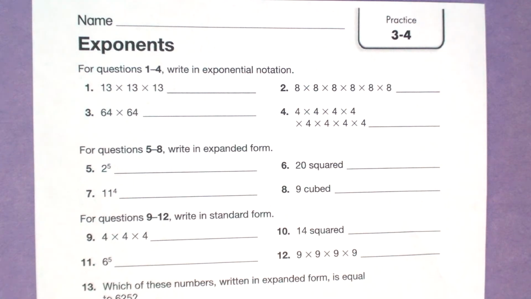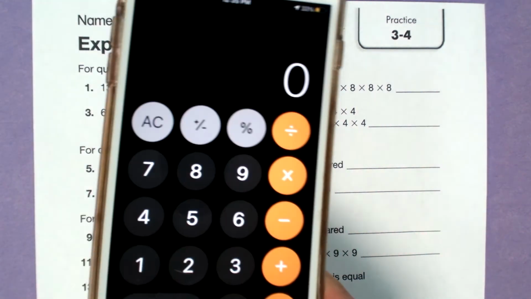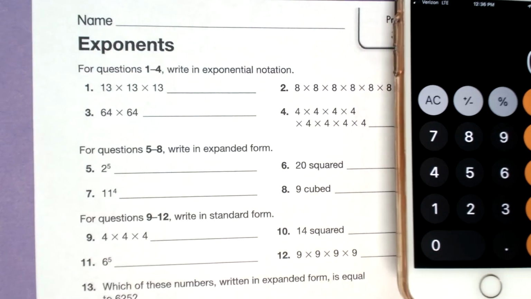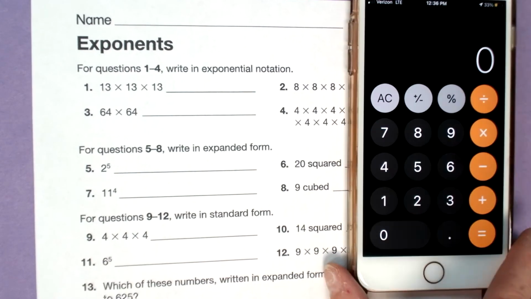Hey guys, we're going to be starting grade 5, Envision, Exponents, topic 3, lesson 4. So with the Exponents today, it is okay to go ahead and grab your calculator. So go ahead and get that. I've got my phone that I'm going to use as my calculator today. I'm going to set this off to the side. That's going to help us a little bit.